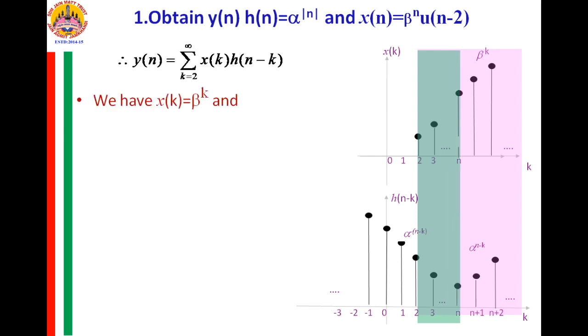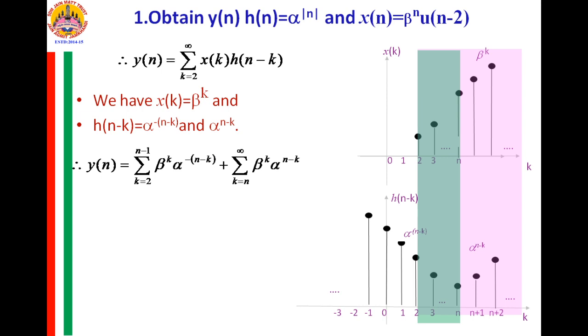Therefore, dividing this entire summation into two parts, that is summation k from 2 to n minus 1 beta raised to k alpha raised to minus n minus k, plus k varying from n to infinity beta raised to k alpha raised to n minus k. So let us evaluate each of these summations separately. First let us evaluate this summation expression and write its closed form expression.